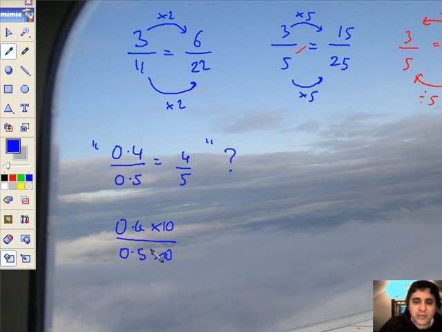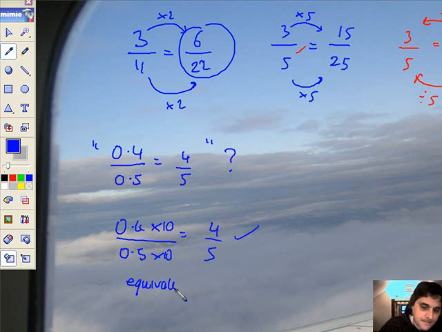And if you multiply the top and bottom by the same number, then that creates an equivalent fraction in the same way that we multiply the top and bottom by 2 to get an equivalent fraction over here. So 0.4 times 10 is 4, and 0.5 times 10 is 5. Therefore, these are equivalent fractions. Just spell it for you. Equivalent fractions.